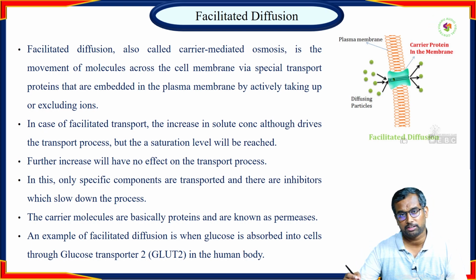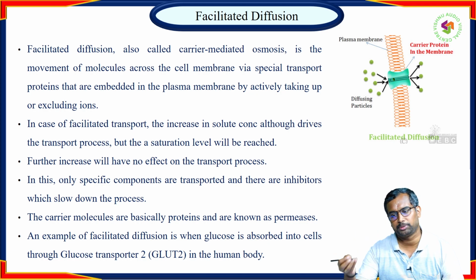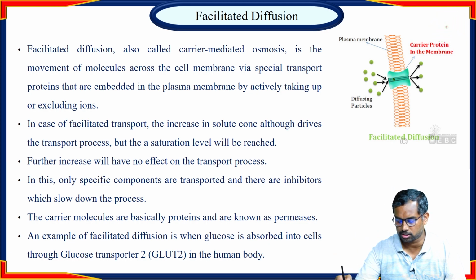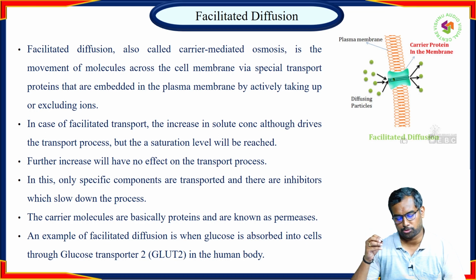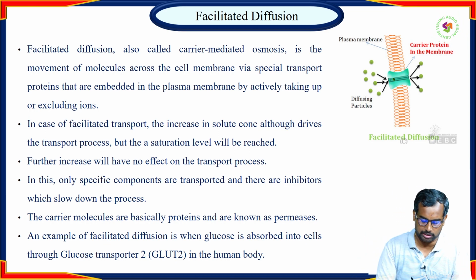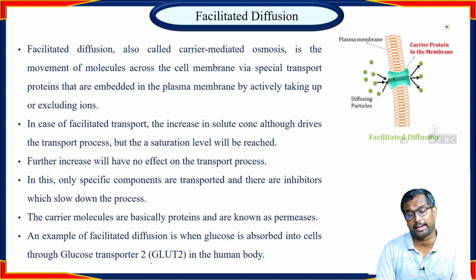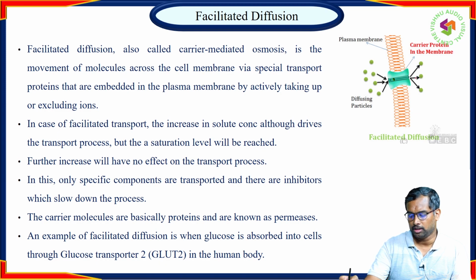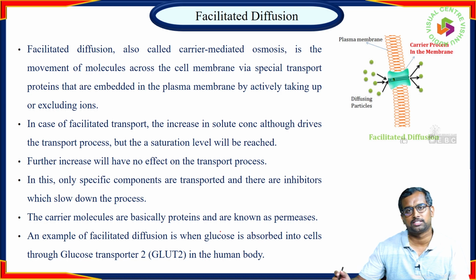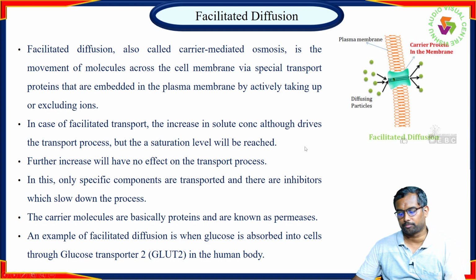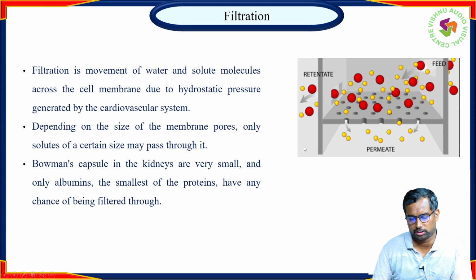An example of facilitated diffusion is when glucose is absorbed across cells through glucose transporter 2 in the human body. Glucose transporter 2 is an example of a carrier protein that helps in the absorption of glucose into the cells of the human body. So that is the idea about diffusion.